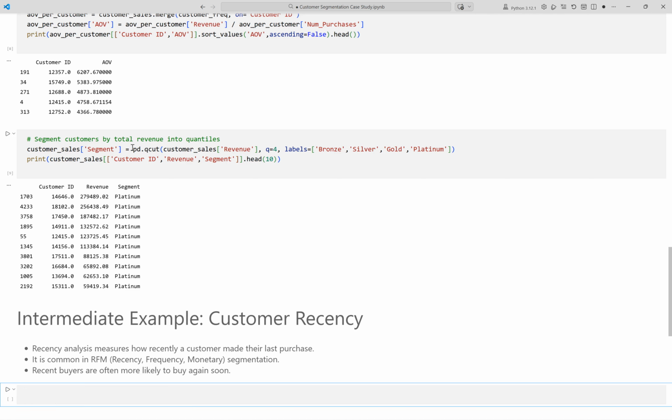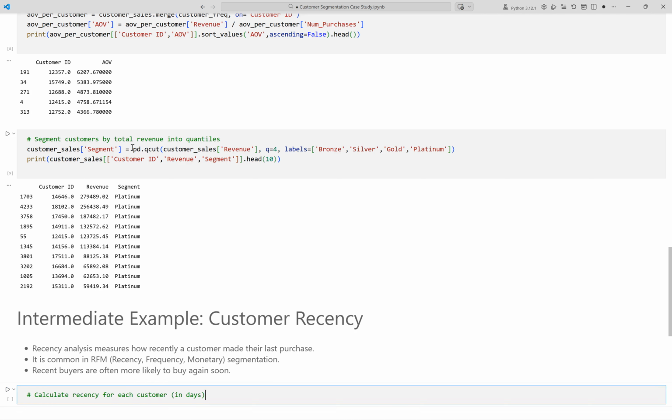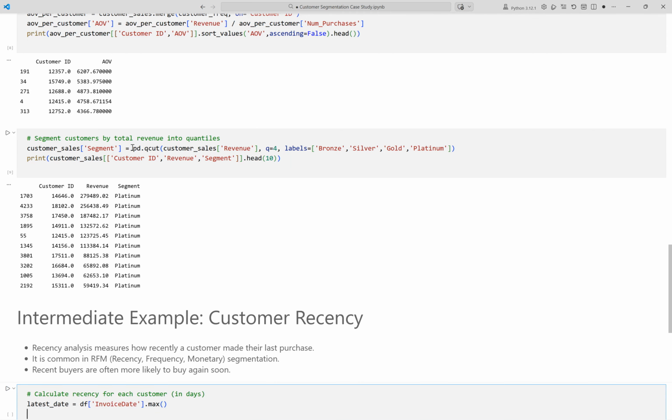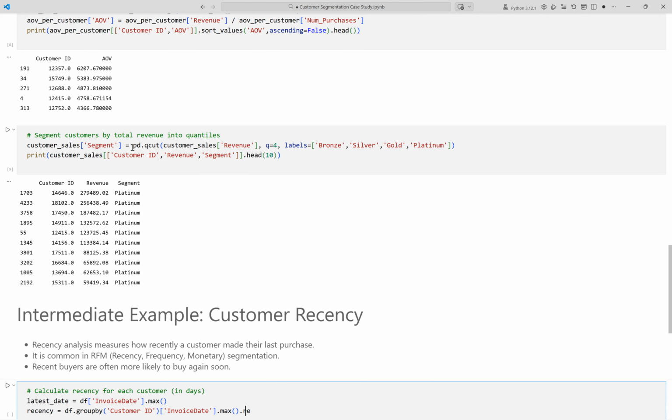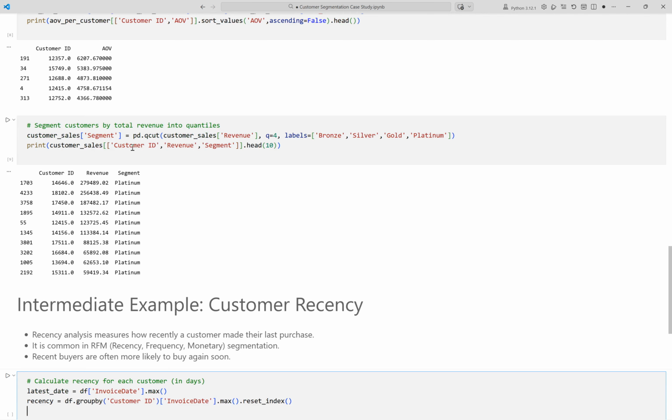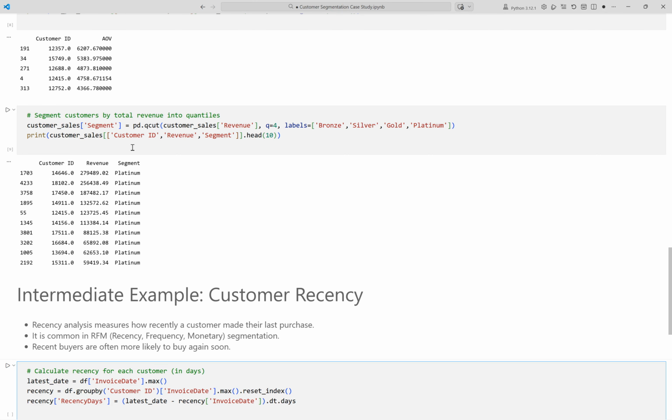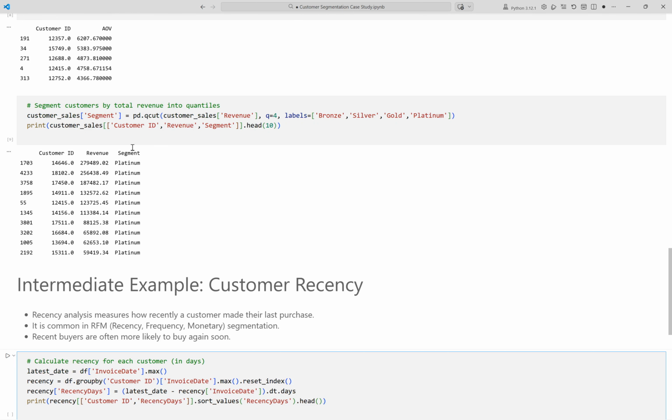Retail and e-commerce marketers want to know which customers are most actively buying. We get the latest date in our dataset as the analysis cutoff. We find out the date of the last purchase for each customer. We calculate recency in days for each customer. The smaller the number, the more recent the buyer. We print a few customers with the lowest recency days, i.e., they bought recently.